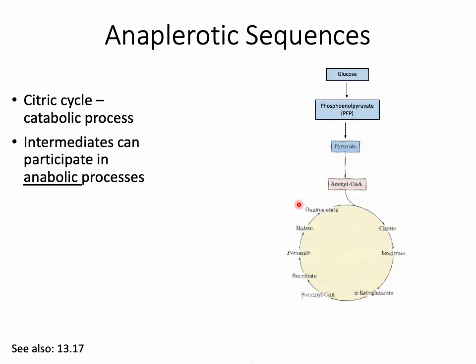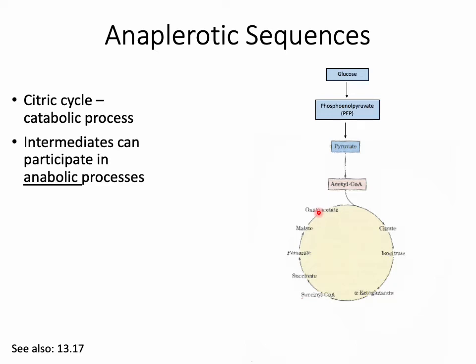This is where the anaplerotic sequences come in. The anaplerotic sequences are a series of pathways, or a series of reactions, through which various citric acid cycle intermediates can be removed to participate in biosynthetic processes. Conversely, the anaplerotic sequences allow us to replenish our various citric acid cycle intermediates which have been removed in such a fashion. And we will talk a bit further about how that works in subsequent slides.